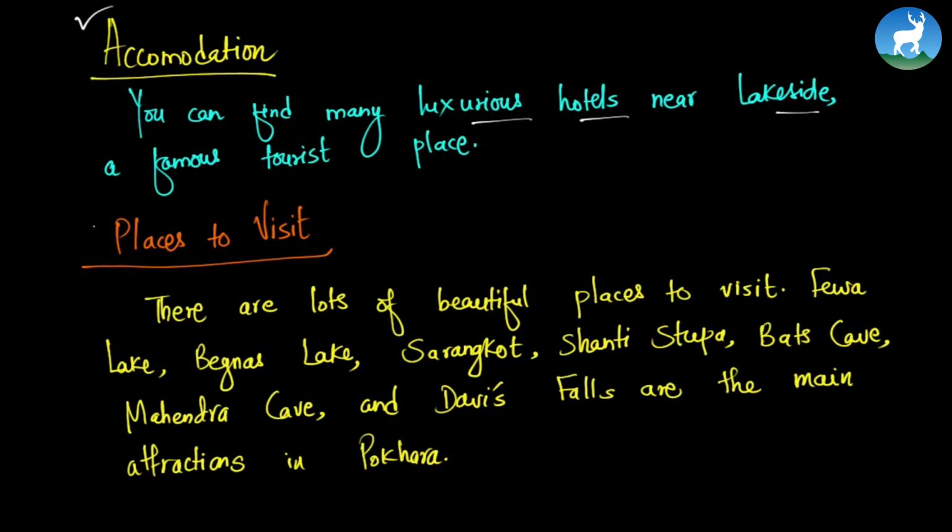And the fourth one is called places to visit. There are lots of beautiful places to visit. Lots of beautiful places. Phewa Lake, Begnas Lake, Sarangkot, Shanti Stupa, Bat's Cave, Mahendra Cave and Devi's Fall are the main attractions in Pokhara. Like this, we go on preparing. And let's go on preparing this leaflet.